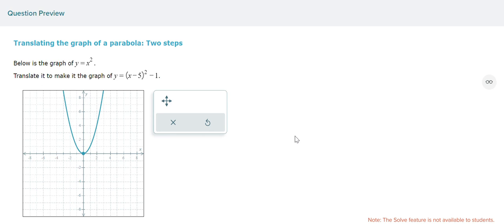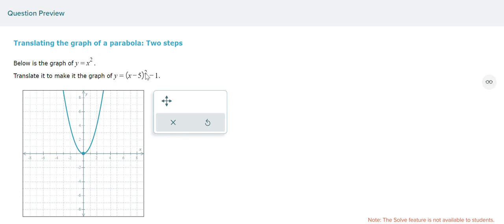It says translating the graph of a parabola, and we have 2 steps, and the 2 steps means there's going to be a horizontal and a vertical shift. So we have y equals (x minus 5) squared minus 1, right? This graph that is given to you is y equals x squared. And now we can do this in either order. Let's just read from right to left. So we have (x minus 5) squared, right?